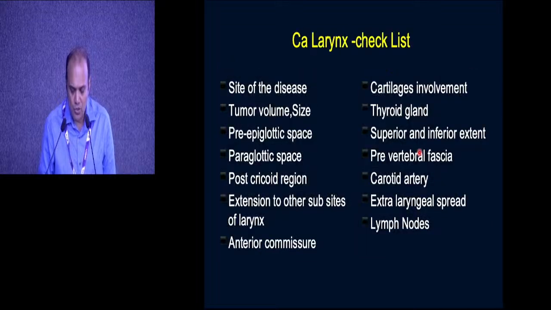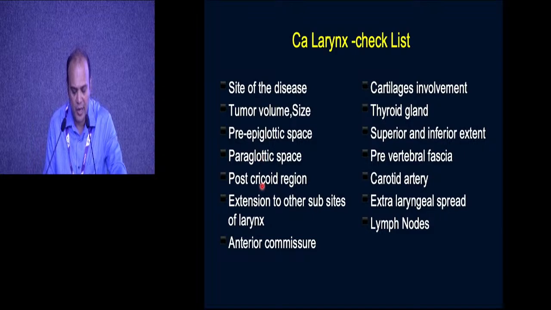So to summarize the checklist for the imaging: one, the site of the disease; two, the tumor volume and size; pre-epiglottic space, paraglottic space, post-cricoid region, extension to subglottis, anterior commissure, posterior commissure, cartilages, thyroid gland, superior and inferior extent, prevertebral fascia, carotid artery, extralaryngeal spread, lymph nodes. You try to learn these by yourself or entrust your radiologist to report all these facts before deciding treatment.